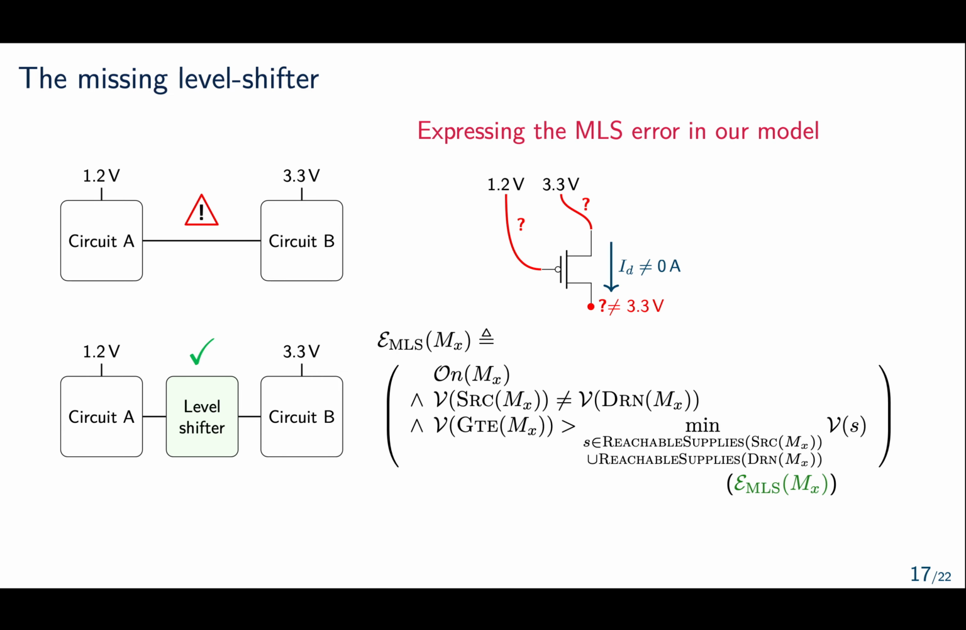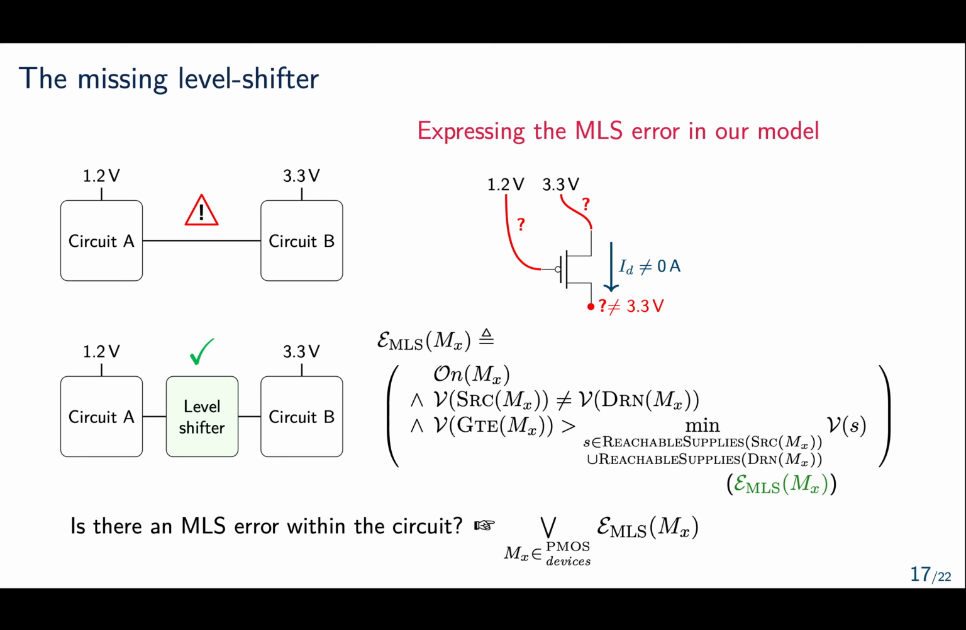We denote the error formula as the missile level shifter error on a device MX. The error is true if and only if the concerned device is on and when there is a voltage difference between its source and drain nets, and when the voltage applied on the gate is greater than the minimum reachable supply from source and drain, which is usually the ground. We can also build the error formula to express the existence of a missile level shifter within the circuit, which can be formulated as the disjunction of the error formulas expressed each for a device.